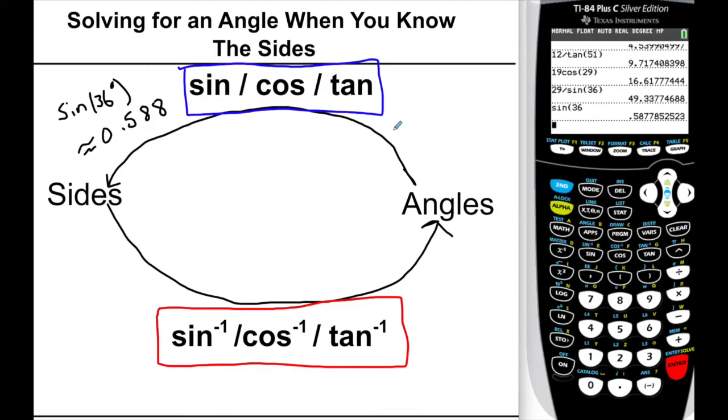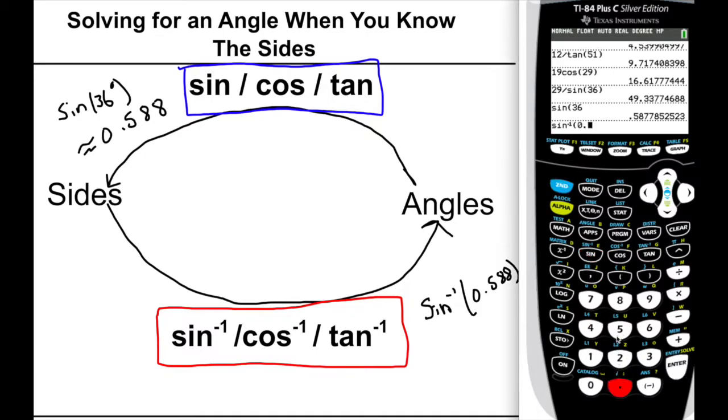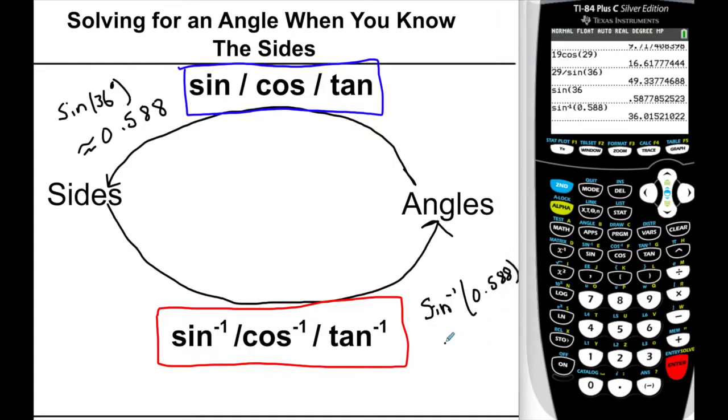They work by saying, if I know the ratio of the sides, can you tell me the angle that had that ratio? So let's say I know that the ratio of the opposite to the hypotenuse is 0.588. What the sine inverse function tells me is, hey, the angle that's opposite that side is about 36 degrees. So see what we get here? We plug in an angle, we get the ratio. We plug in a ratio, we're back at the angle. So there's that idea of them undoing each other.